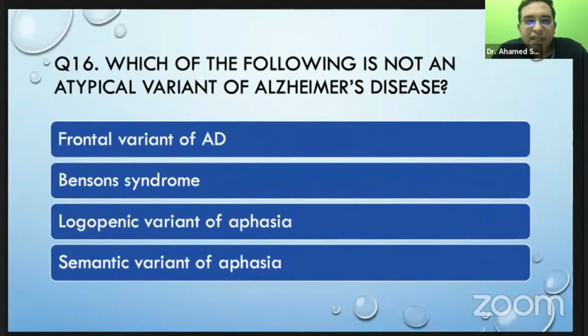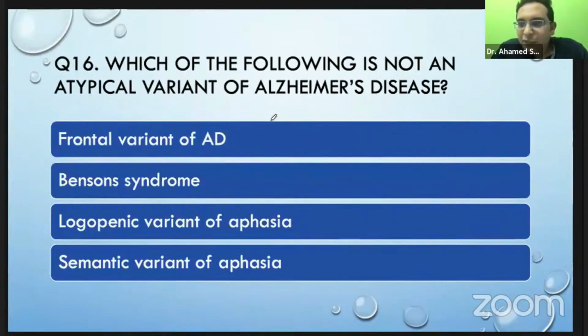So out of which we have given here, which is not an atypical variant of AD? The answer is semantic variant of aphasia. I'll tell you why the answer is so. The atypical variants of AD are the frontal variant. That is, the Alzheimer's pathology starts in the frontal area, then slowly goes to the memory part.